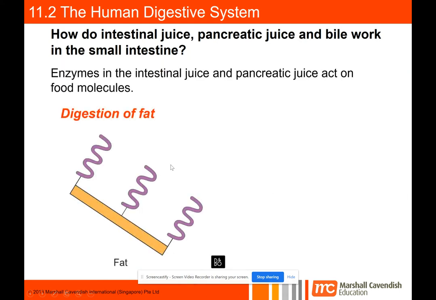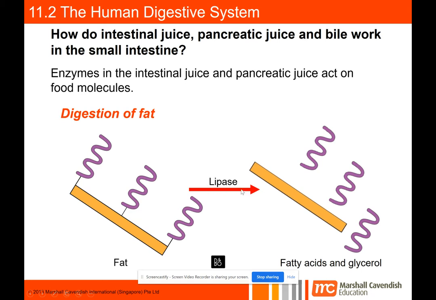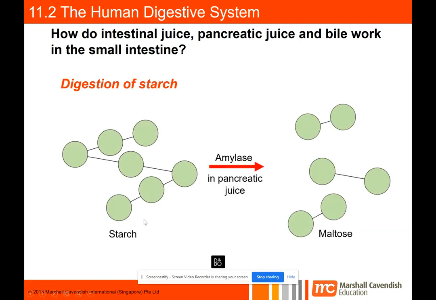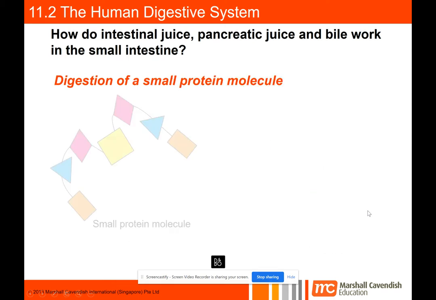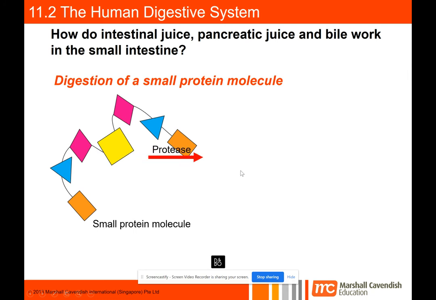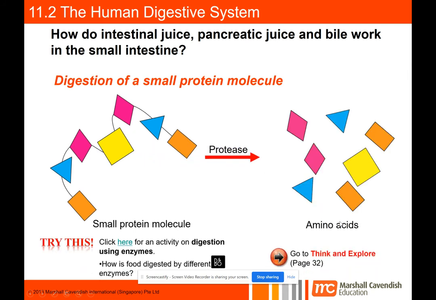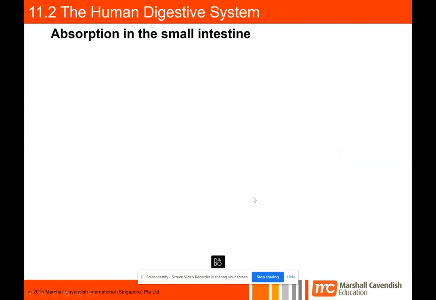Okay. Then digestion of fats. Remember the lipase from the intestinal juice and the pancreatic juice will digest fats into fatty acids and glycerol. Then we have starch. Any starch that was not digested by the amylase from the mouth in the saliva will be digested by the pancreatic juice into maltose. And then maltose is digested by maltase into glucose. Can you see? These are the final digested products. Protein is digested by the protease to give amino acids. Okay, so all these are the digested products.